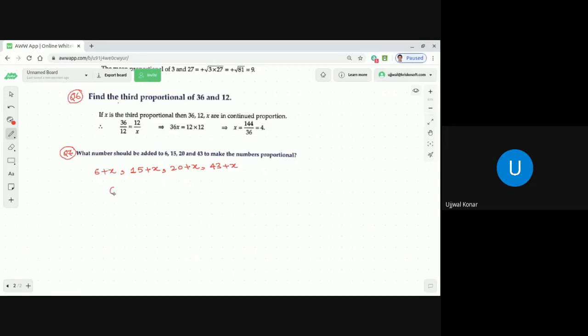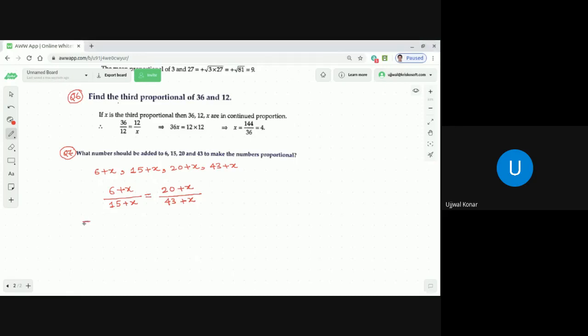So then what do we get? 6 plus x divided by 15 plus x. Sir, will quadratic equations come in this? Fine, let's see. We know how to solve quadratic equations, though it will not come. But let's do it now. 20 plus x, did you get up to this? Divided by 43 plus x. Apparently, it looks like it will be a quadratic equation, but it will not. You'll see later. Let me solve it, then you will understand.